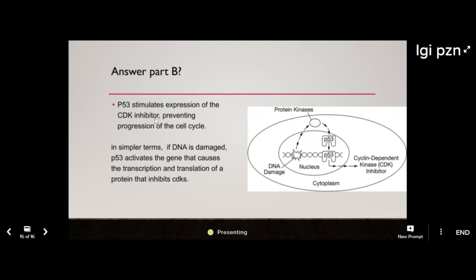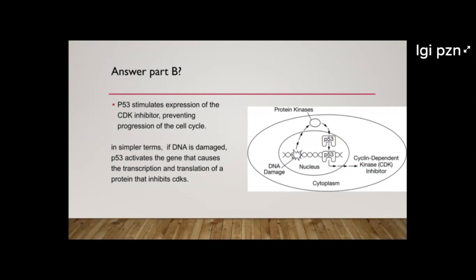You don't have to use all those fancy words. You could say, if DNA is damaged, P53 activates a gene over here that causes transcription and translation of a protein that inhibits CDKs, right? That doesn't use any language that you guys don't know. You can do that, right?